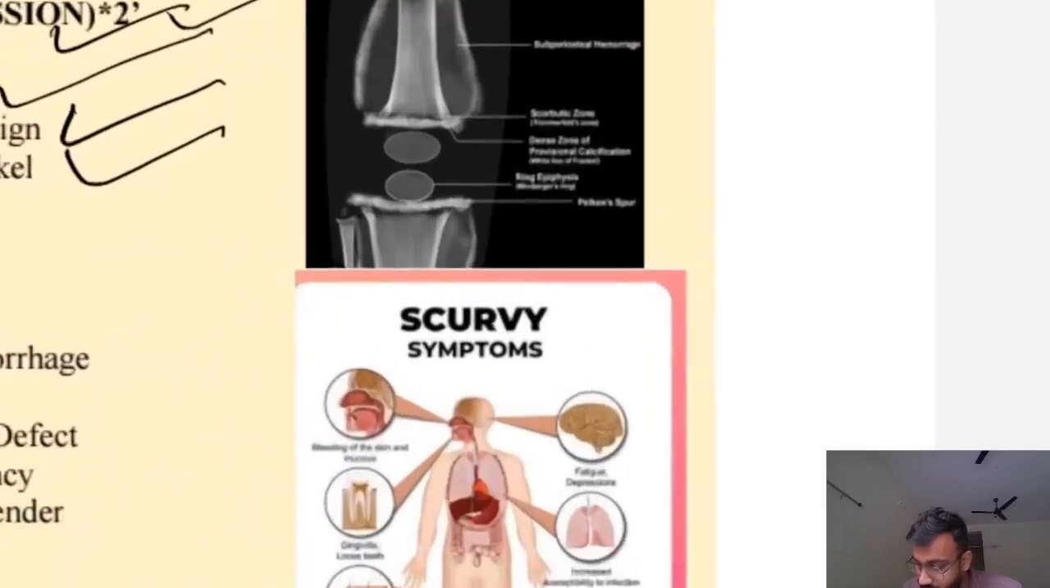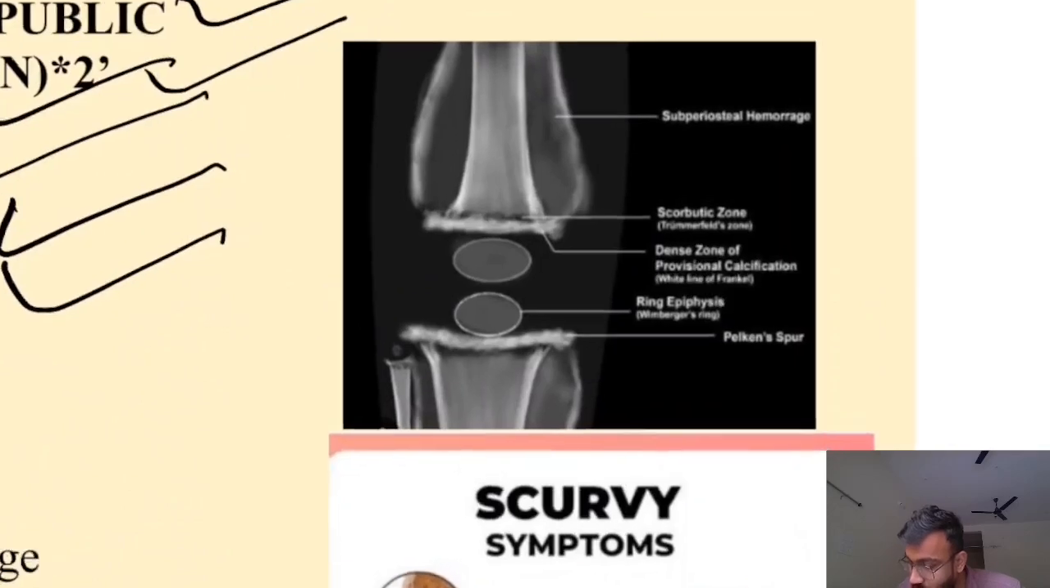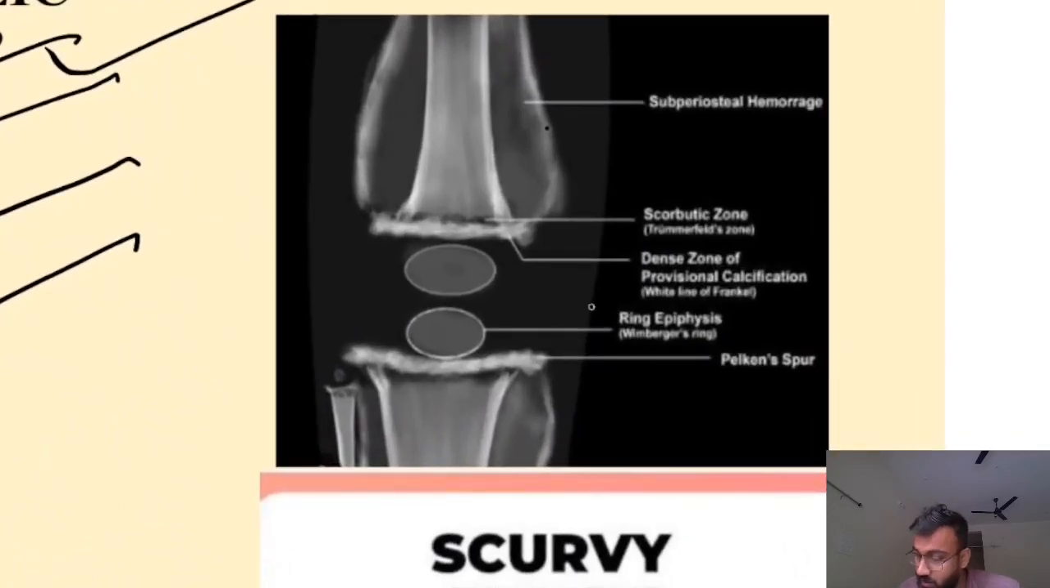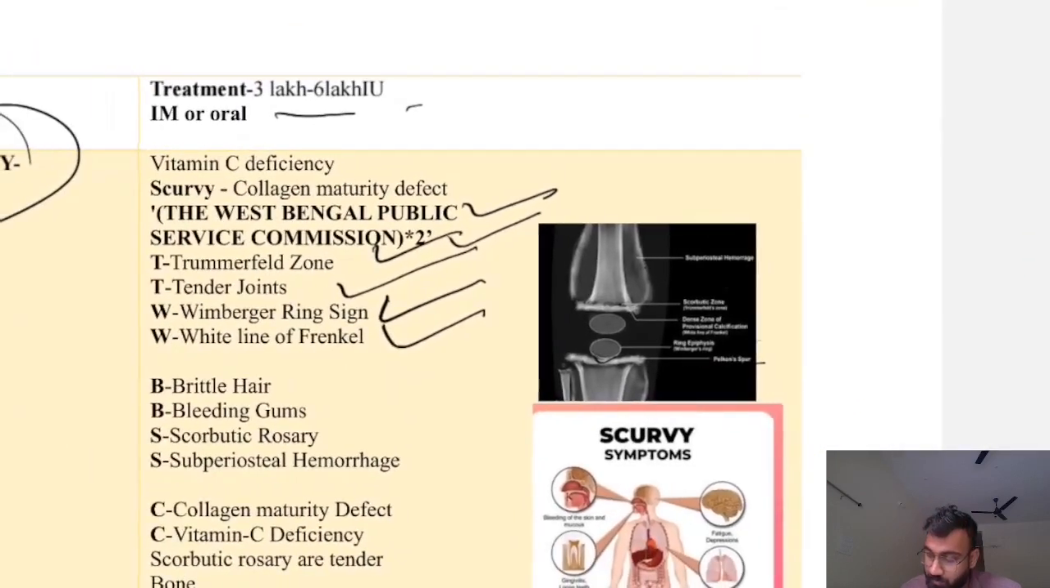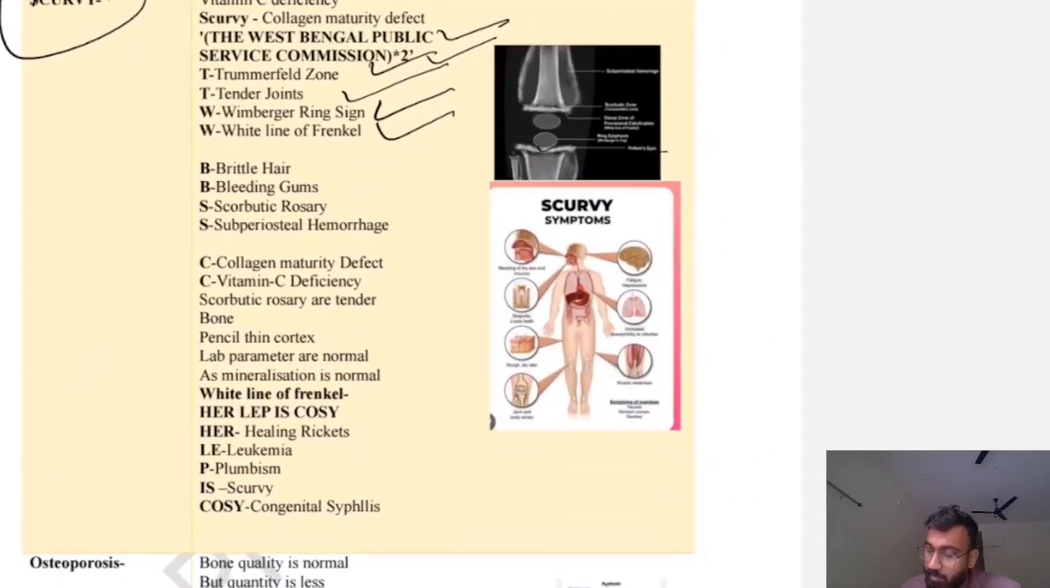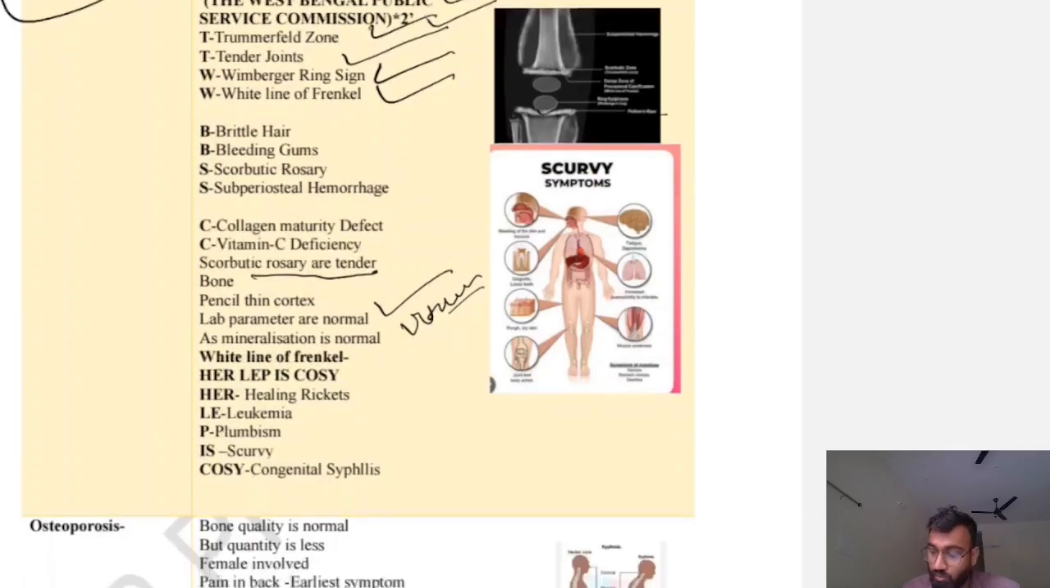You can see this. You can see subperiosteal hemorrhage, scorbutic zone, Trümmerfeld zone, it is also known as ring epiphysis, Pelkan spur. Okay, white line of Frankel. These all are the features of scurvy. Lab parameters are normal because it is due to vitamin C deficiency, and you have to remember that scorbutic rosary is tender, and in rickets it is non-tender. This is the question they may ask you.